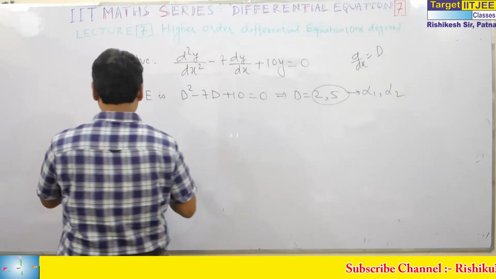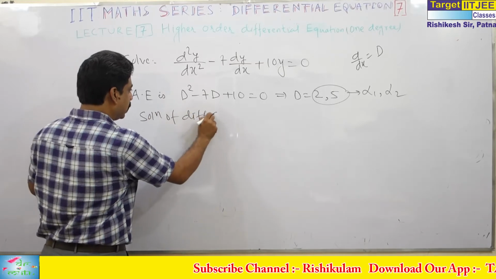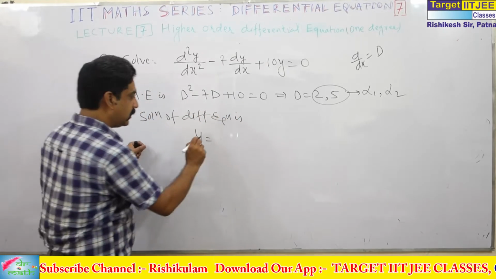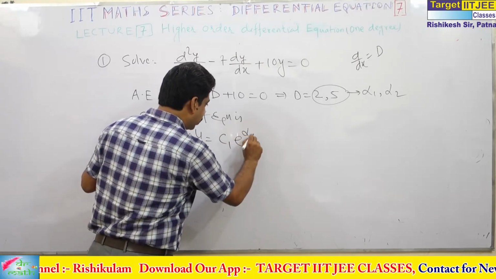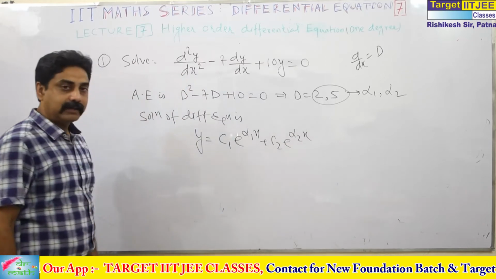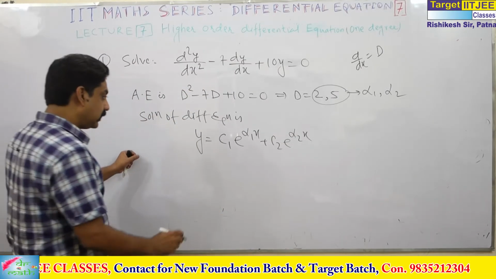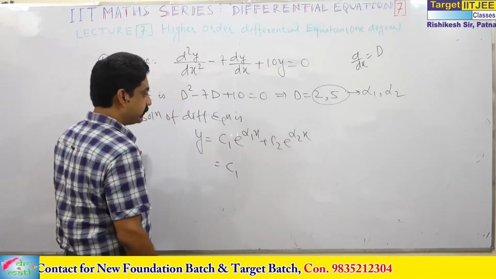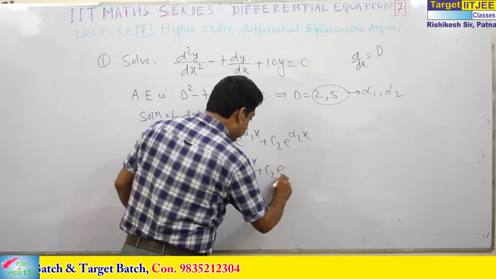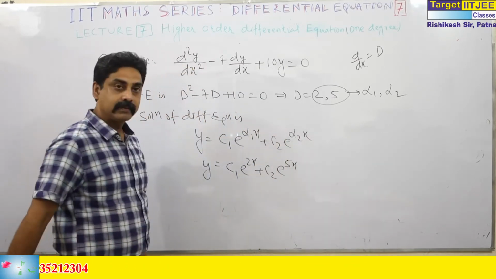So the solution of the differential equation is, you have to write y equals C1 e to the power alpha 1x plus C2 e to the power alpha 2x. This is the result for real and distinct roots. Then this is C1 e to the power 2x plus C2 e to the power 5x. Actually this part is called the complementary function.